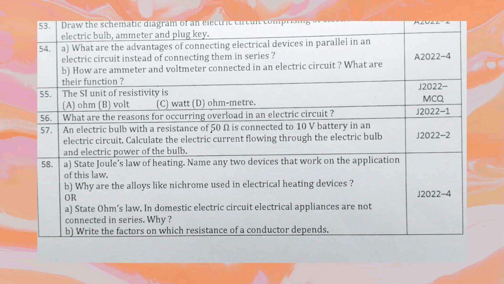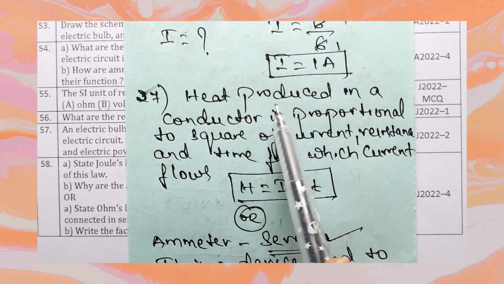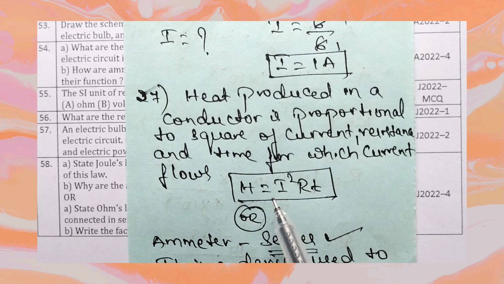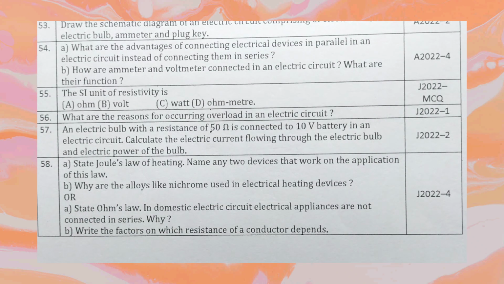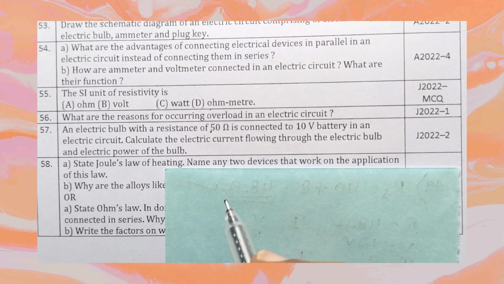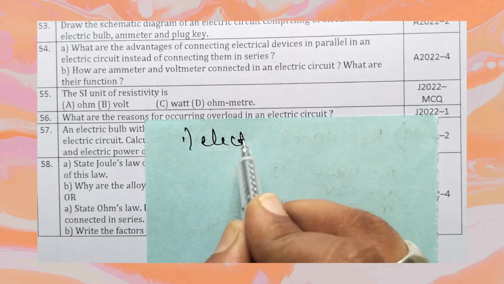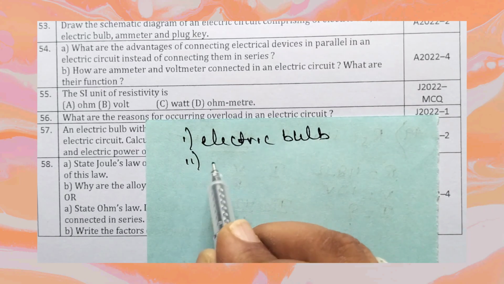State Joule's law of heating effect. So what does Joule's law say? Heat produced in a conductor is proportional to the square of current, resistance and time for which current flows. According to Joule's law, H is equal to I square RT. Next, name two devices that work on the application of this law. Those two devices are, one is electric bulb, then second one electric fuse.